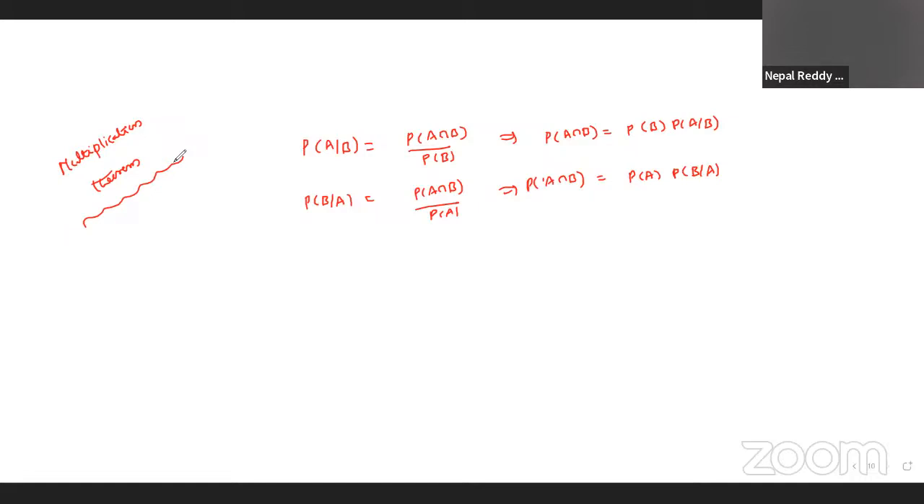And in generalized form, the probability of A1 intersection A2 intersection A3 intersection A4 and so on, intersection An. Suppose if you have, then you will get probability of A1, probability of A2 given A1, probability of A3 given A1 A2, and so on.